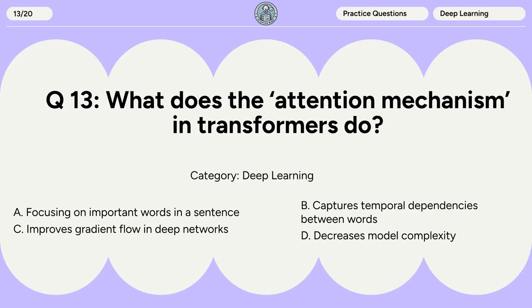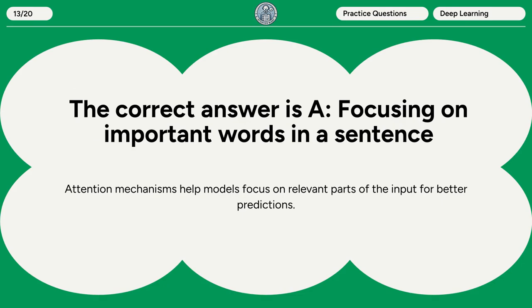Question 13. What does the attention mechanism in Transformers do? A. Focusing on important words in a sentence. B. Captures temporal dependencies between words. C. Improves gradient flow in deep networks. D. Decreases model complexity. The correct answer is A. Focusing on important words in a sentence. Attention mechanisms help models focus on relevant parts of the input for better predictions.